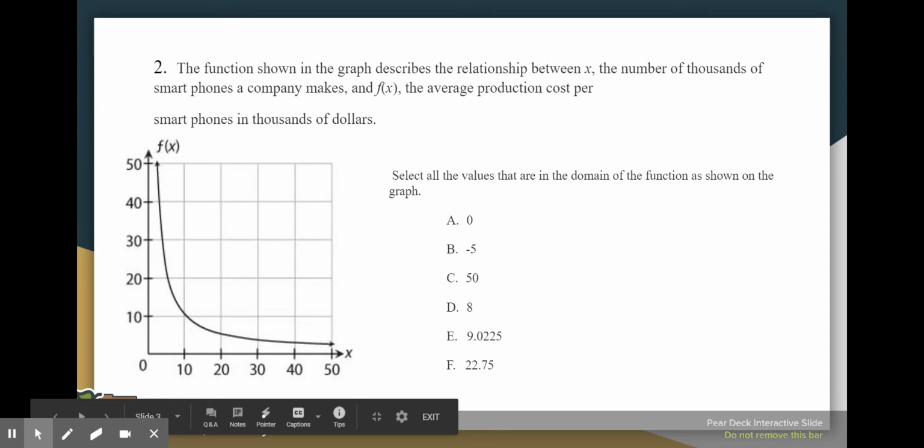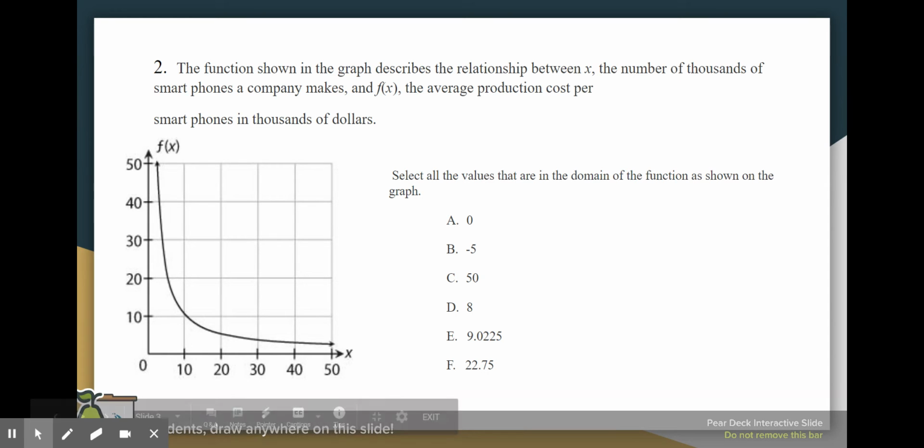It says the function shown in the graph describes the relationship between x, the number of thousands of smartphones a company makes, which is down here, and f of x, which is basically the y, the average production cost per smartphone in thousands of dollars. That's this. Select all values that are in the domain of the function as shown on the graph.